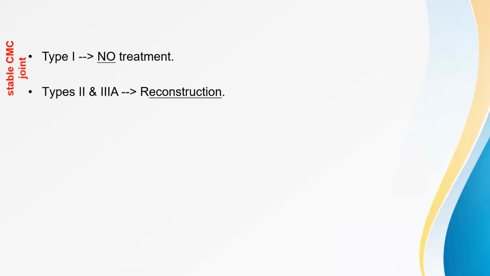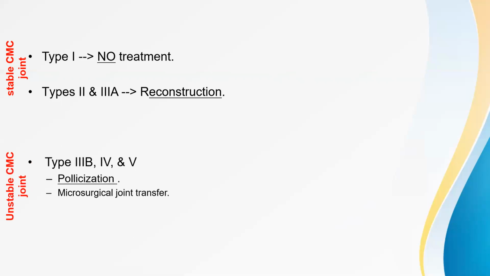Going to the thumb and giving it special consideration in radial club hand. As we said earlier, when we classify it, the main determinant is the stable CMC joint. Usually with type 1 thumb deficiency, we require no treatment. In types 2 and 3A, some form of reconstruction, muscle transfers, tendon transfers, or balancing should be used.